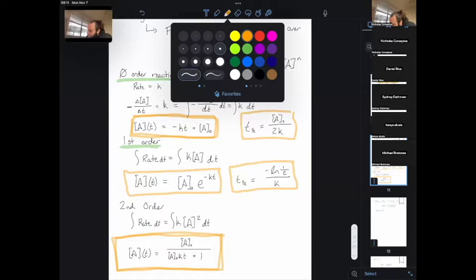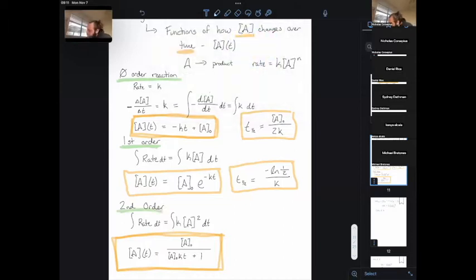And then lastly, for a second order reaction, we can again define our half-life. And that is going to be equal to 1/K times the concentration of A. And for a second order reaction, you can see that it's actually inversely proportional to the concentration of A, which means that the more reactant that you start out with, the longer it's going to take to reach that half-life for a second order reaction, because second order reactions are very sensitive to the concentration of your reactant.